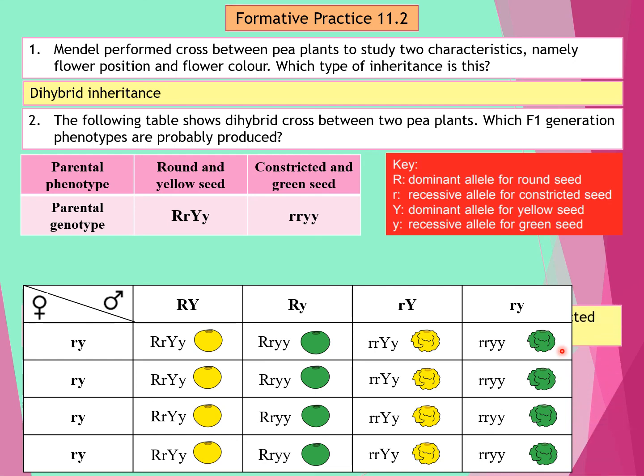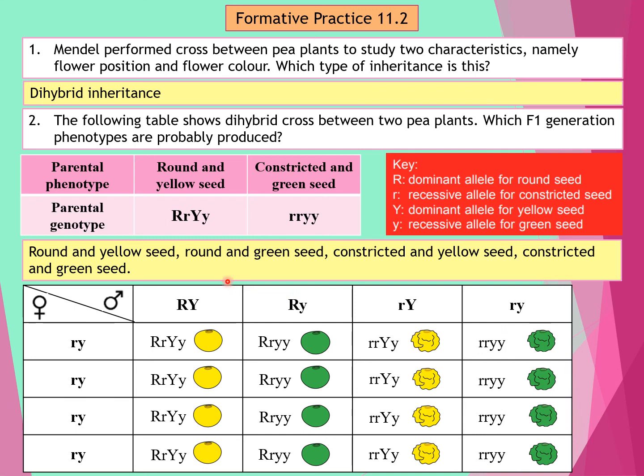So the answer is round and yellow seed, round and green seed, constricted and yellow seed, and constricted and green seed.